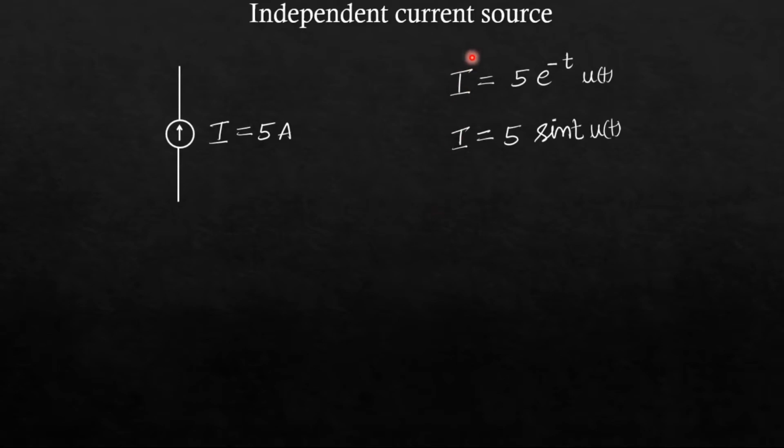Here let us say I is equal to 5 ampere. This is my current, so this should not depend on any other parameter in the network. This can be something like this, or this can be something like this. You can see here these two currents are time dependent. It can depend on time, but it should not depend on any other parameter in the network. Same criteria as with the voltage source.